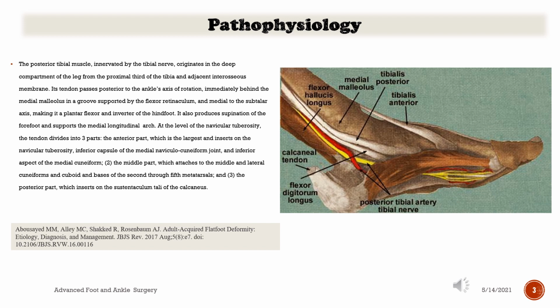At the level of the navicular tuberosity, the tendon divides into 3 parts. 1. The anterior part, which is the largest and inserts on the navicular tuberosity, inferior capsule of the medial naviculo-cuneiform joint, and inferior aspect of the medial cuneiform. 2. The middle part, which attaches to the middle and lateral cuneiforms and cuboid and bases of the 2nd through 5th metatarsals, and 3. The posterior part, which inserts on the sustentaculum tali of the calcaneus.